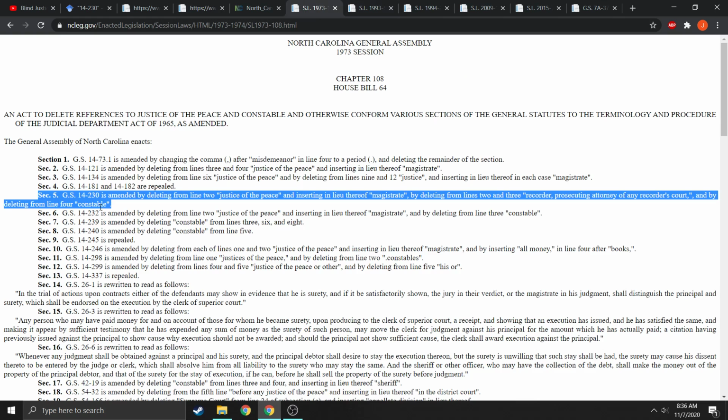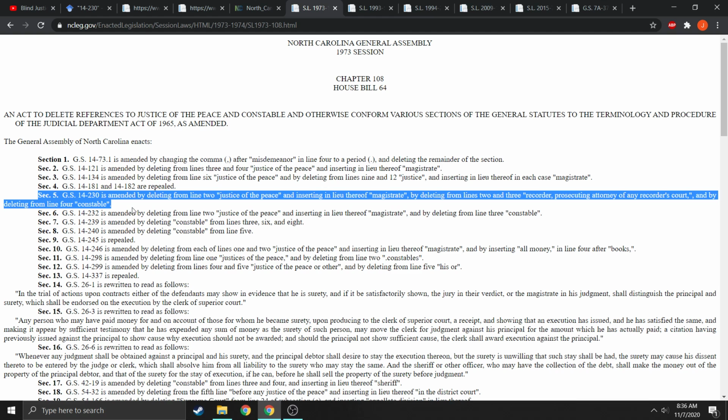1973, Chapter 108, Section 5, General Statute 14-230 is amended by deleting from line 2, Justice of the Peace, and inserting in lieu thereof magistrate; by deleting from lines 2 and 3, recorder, prosecuting attorney of any recorder's court; and by deleting from line 4, constable. So it appears that they eliminated Justice of the Peace, probably statewide, and they rolled up the office of the Justice of the Peace into the office of magistrate, or maybe they just did a name change. I don't really know. Doesn't really matter.